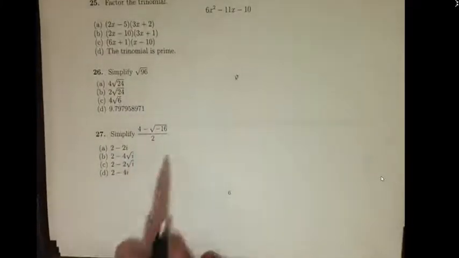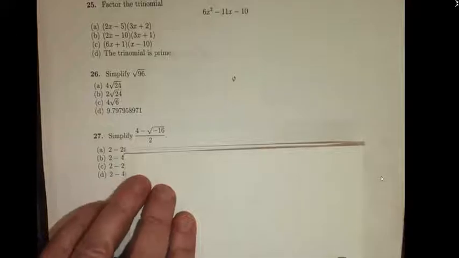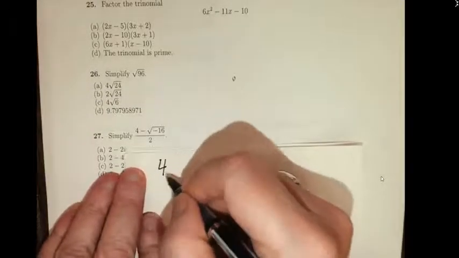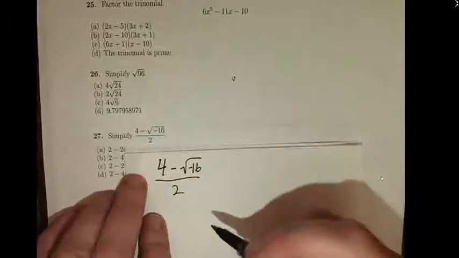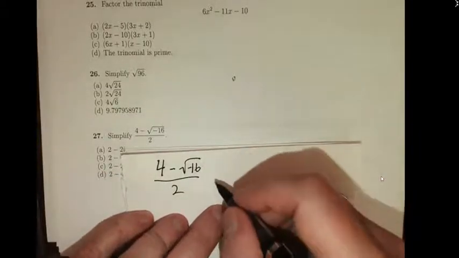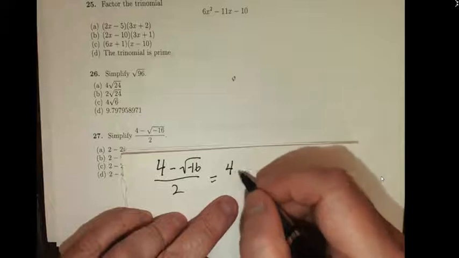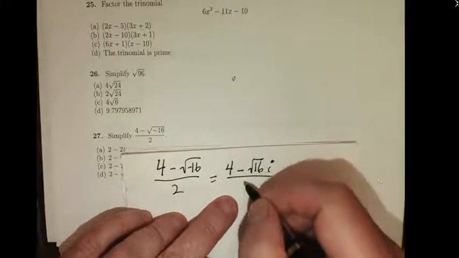Okay. Now here with number 27, they want you to simplify this. Okay, so let me write that down. They want you to simplify that. Well, the first thing we notice is there's a negative sign inside there. So you can always get the negative sign out and it turns into an i.